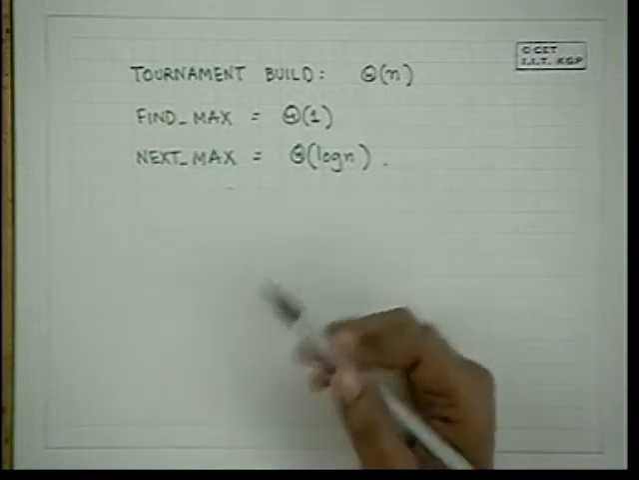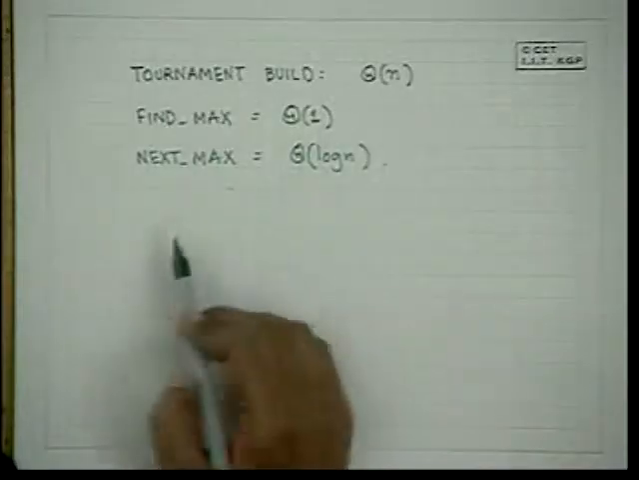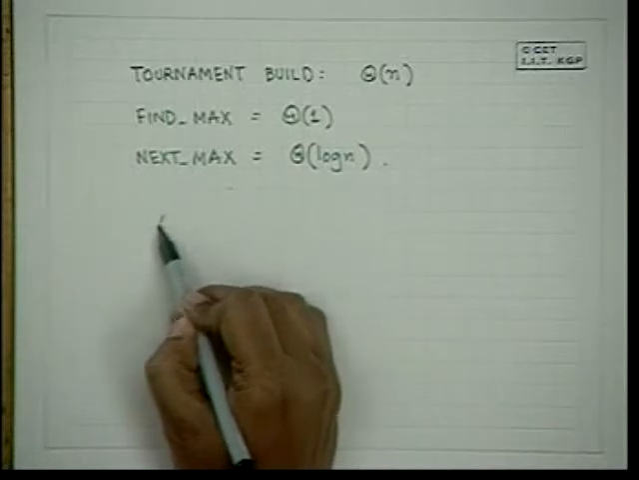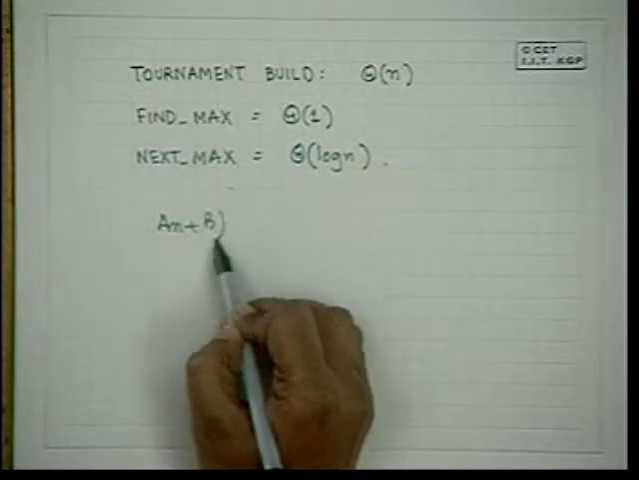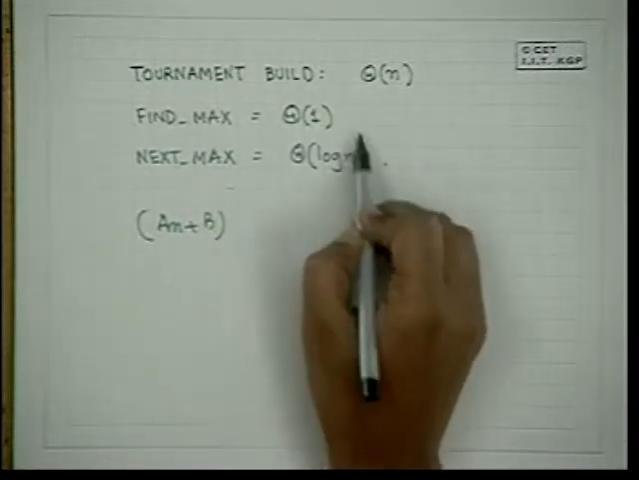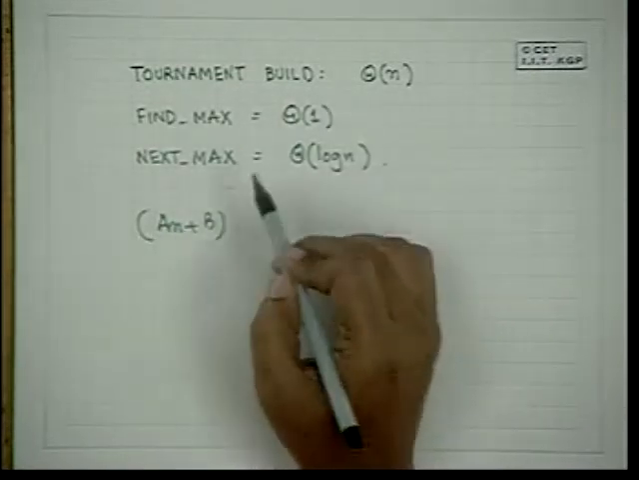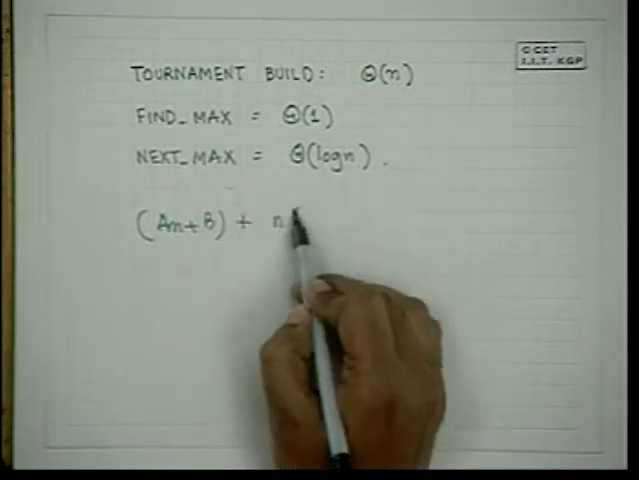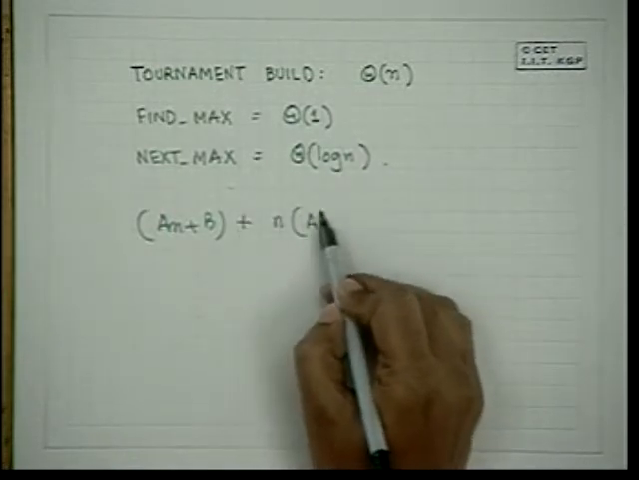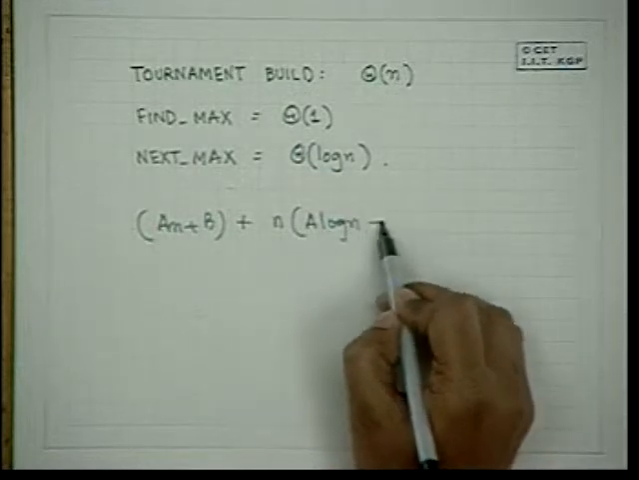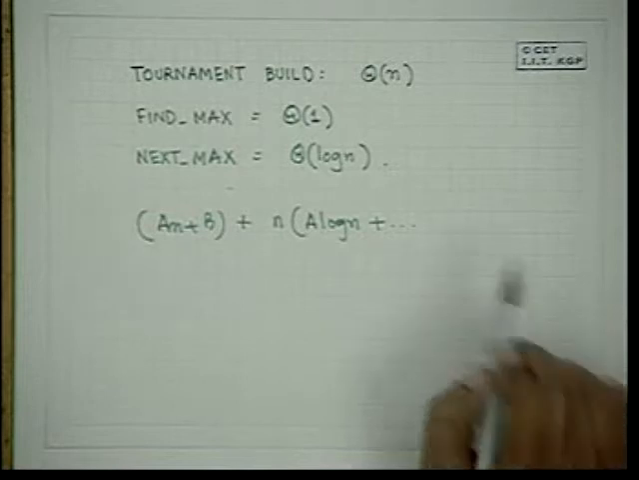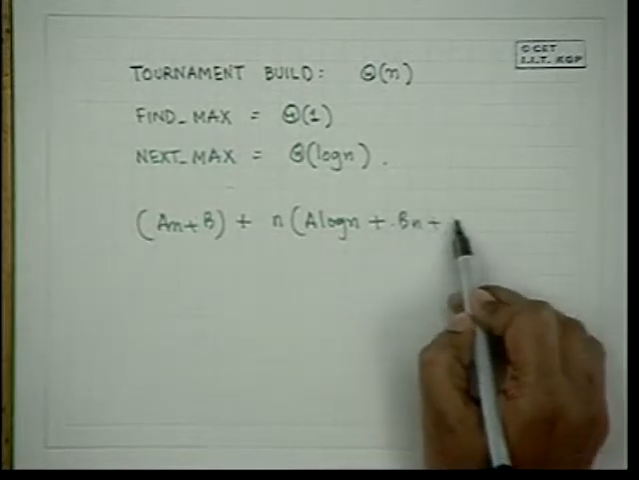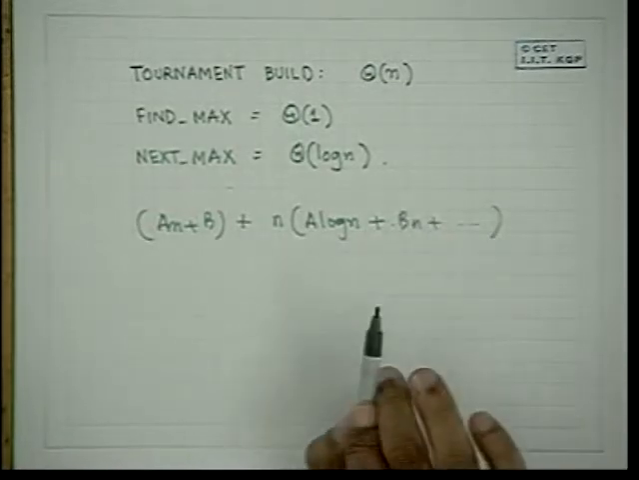If you repeat this next max continuously, then you will require some Fn, which is An plus B, find max, next max. This is what you will continuously do, plus n into, this was of the form A log n plus any terms which are less, linear time terms, etc. Bn plus whatever it may contain.